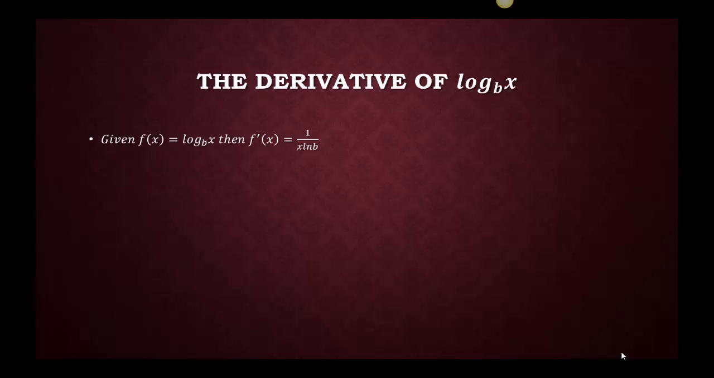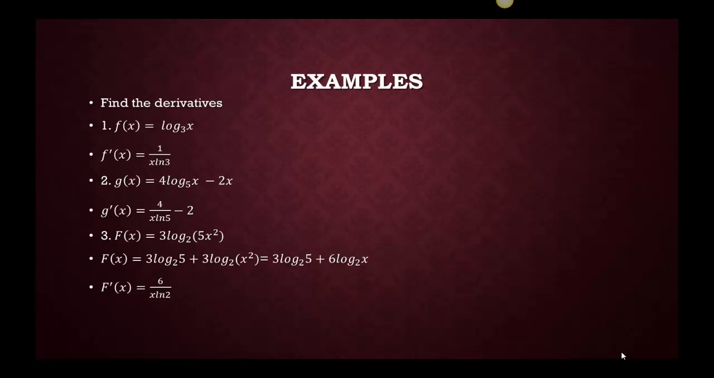Well, let's talk about what if we didn't have natural log. What if we had a different base? So if I have the log base b of x, the derivative is 1 over x times the natural log of b. So there are some similarities here between natural log and log base b. They always become 1 over x. The difference is I'm attaching the natural log of b when I have a base different than e.